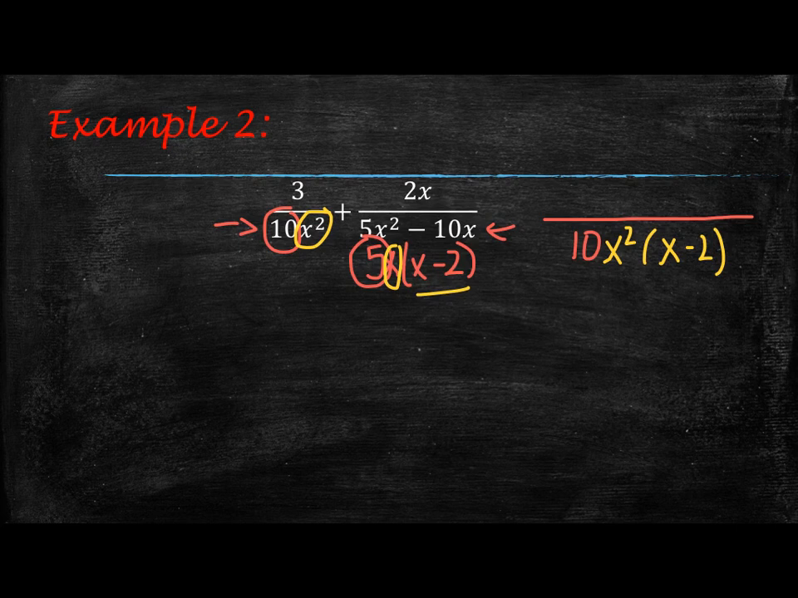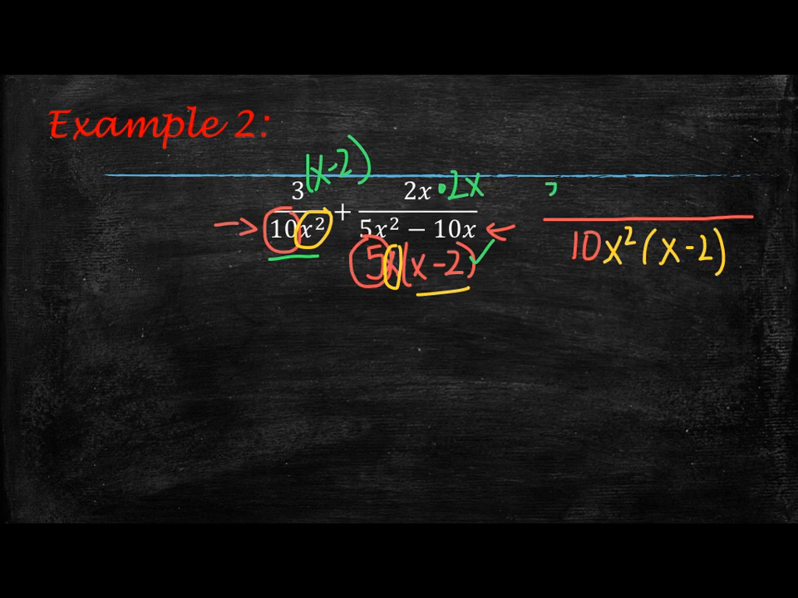Well, in this first fraction, I have 10x squared, but I need the x minus 2, so I'd have to multiply that numerator by x minus 2. In the second fraction, in order to get the 5 to turn into a 10, I would have to multiply the numerator by 2. Then to get the x to turn into an x squared, I'd also have to multiply by an x. And then it already has the x minus 2, so I don't need to multiply by anything else. So go ahead and simplify your numerator.